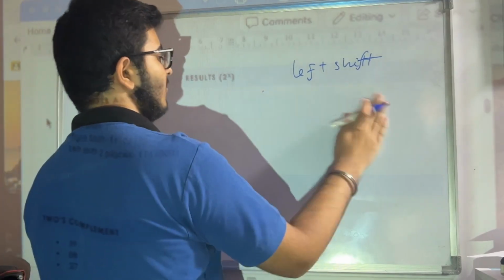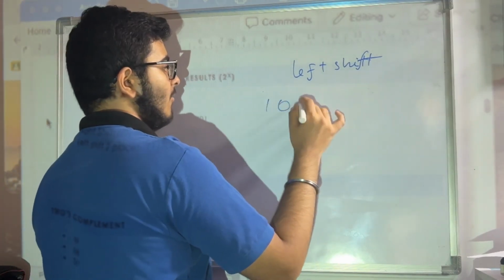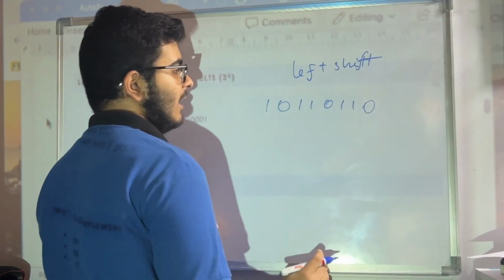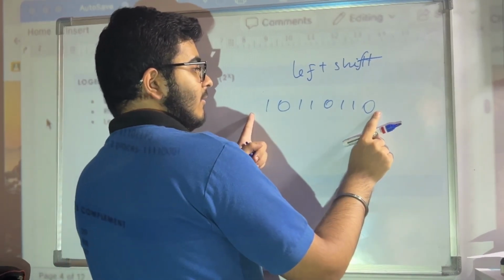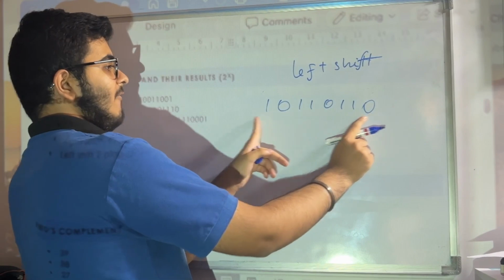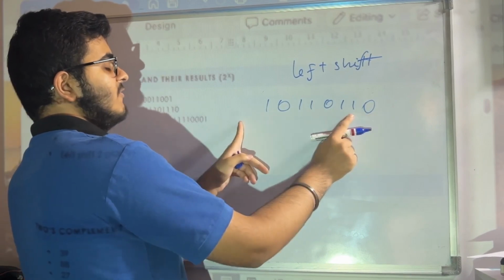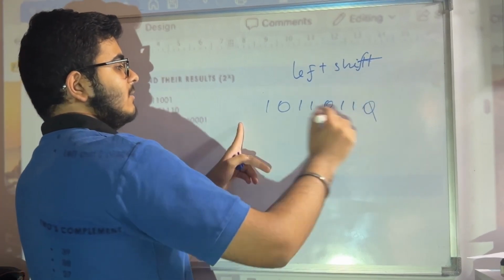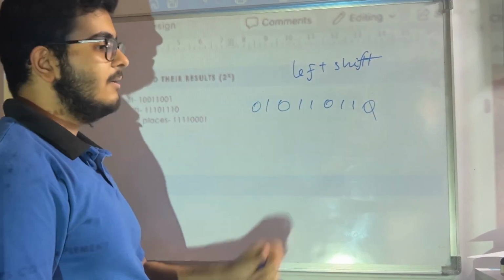Let's do one more example of a left shift. Suppose we have 1 0 1 1 0 1 1 0, right? We have this number. We are doing a left shift. We did a left shift. So this 0 is lost and we had a 0 from here, right?